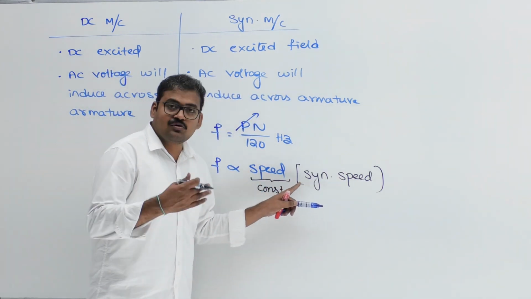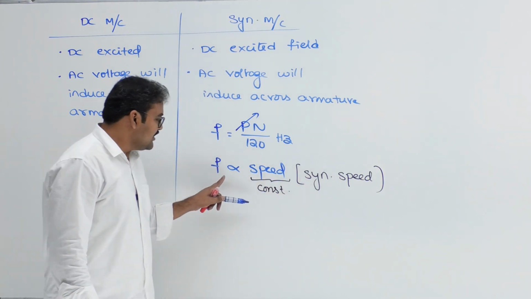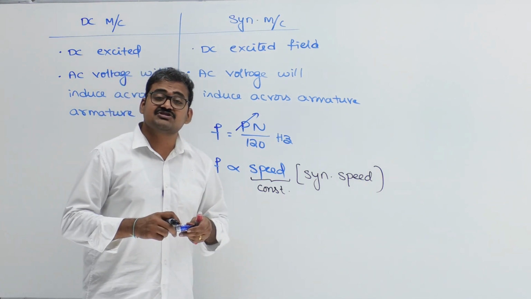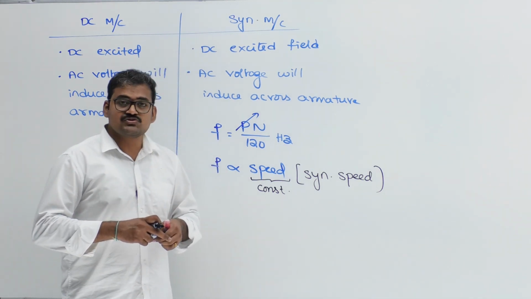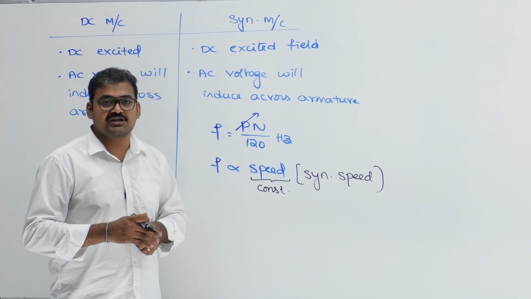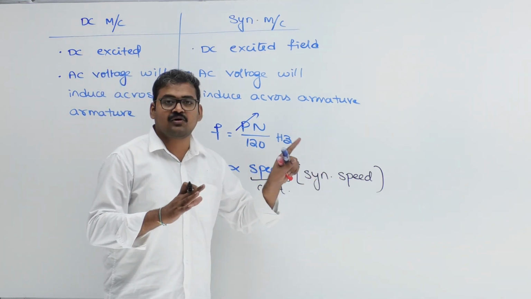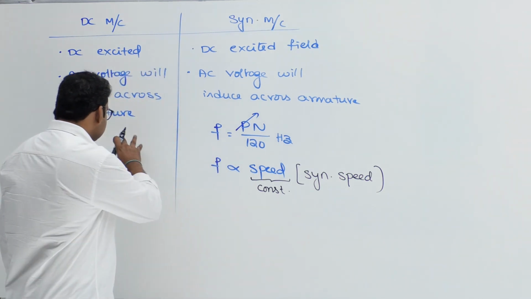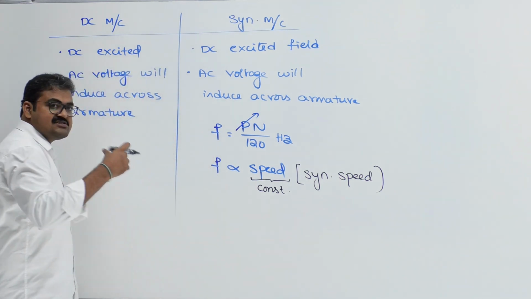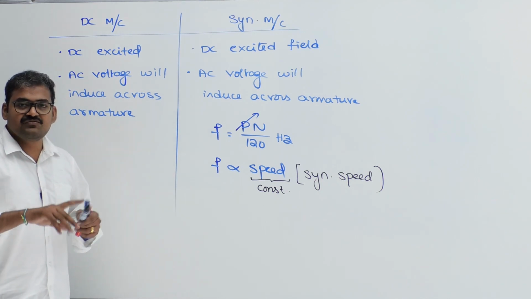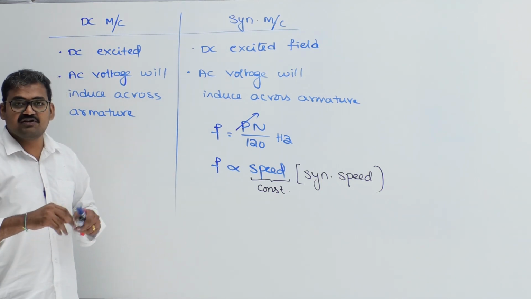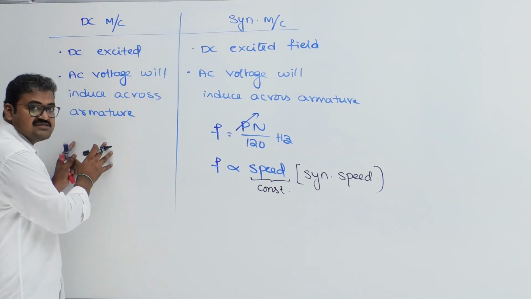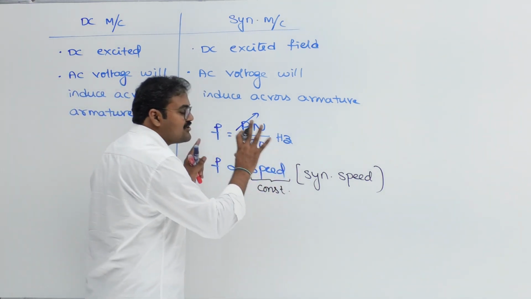In case the rotor speed is continuously changing, definitely the frequency also changes. If frequency changes, the system may lose its stability. So to generate constant frequency voltage, we have to rotate the rotor at a constant speed known as synchronous speed. Very clear. But in a DC machine, frequency doesn't matter. Whatever the frequency, we are converting everything into DC. Therefore, you can change the value of speed. Speed can be varied in a DC machine but cannot be varied in a synchronous machine.